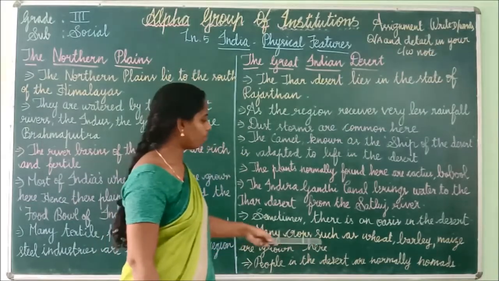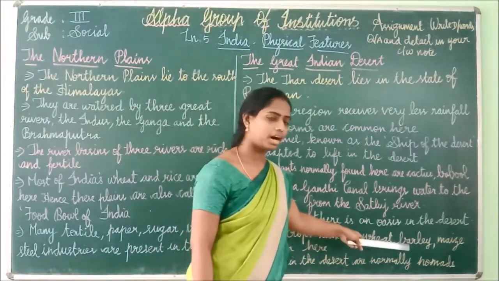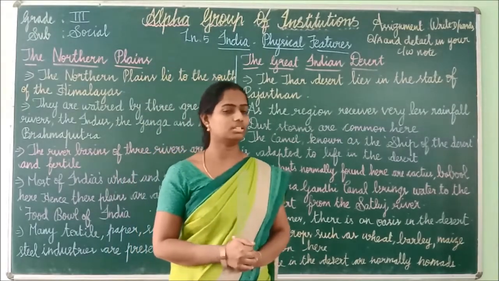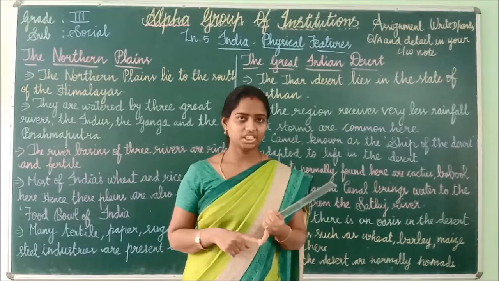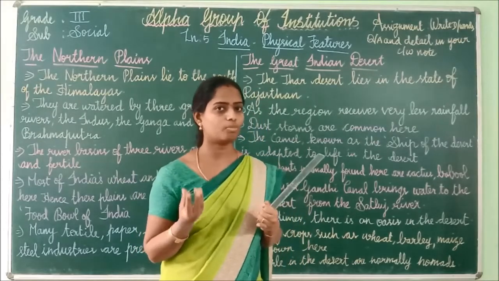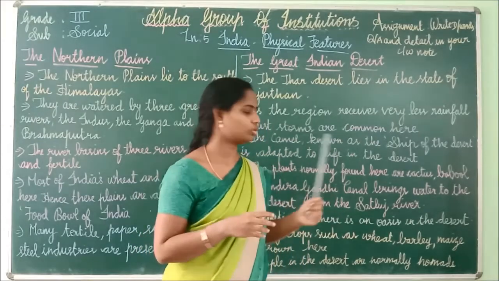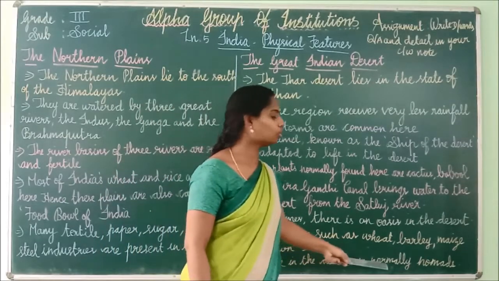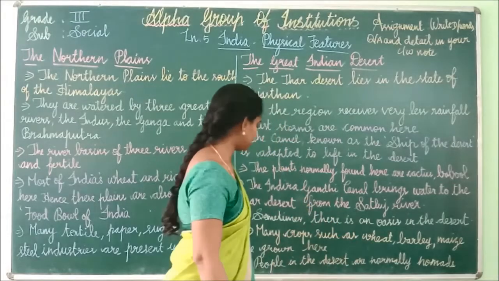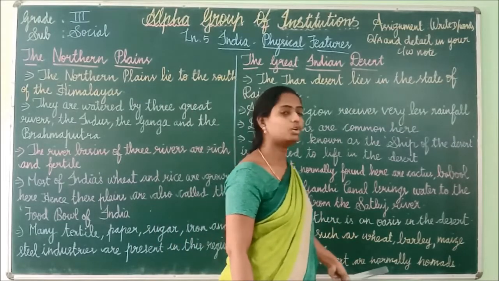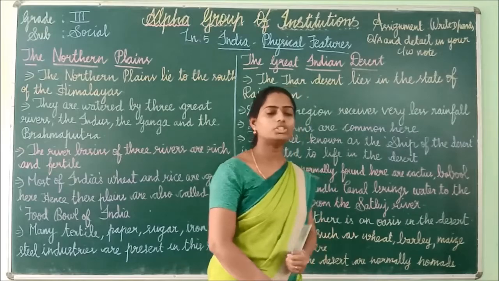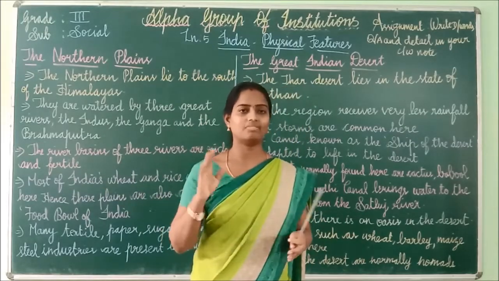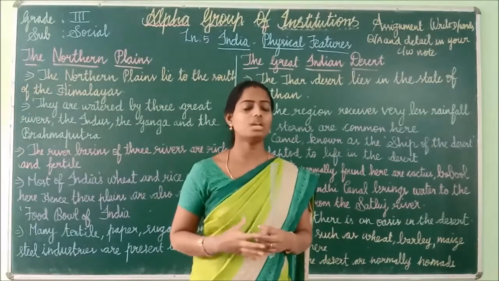And then many crops such as wheat, barley, maize are grown here. There are various crops also grown in this region, children. Wheat, barley, rice, which you know about, and also maize. Okay, all grown here. People in the desert are normally nomads. What is that, children? What is meant by nomads? The people will move from one place to another. They won't stay in a single place. They will move from one place to another place. Those will be the nomads.